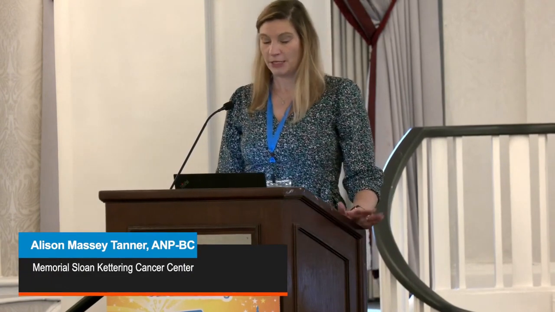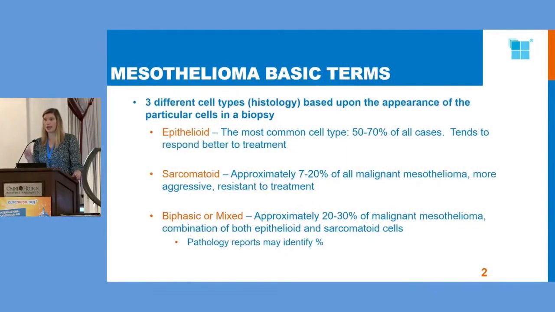All right, so meso. There are 3 different cell types or histology, and this is based on the appearance of the particular cells. So you get your biopsy, the pathologist actually looks at the cells underneath the microscope, and he or she will then tell us what the cells look like. There is epithelioid, sarcomatoid, and then biphasic or mixed.